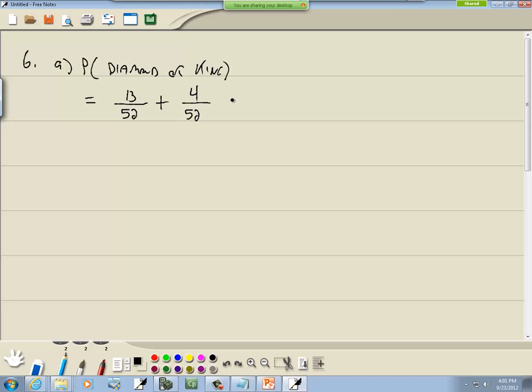There are 4 kings. Now, a problem to think about on each of these problems is that we counted the king of diamonds in the first fraction, and we also counted the king of diamonds in the second fraction. So we have to subtract off one of those. That's 16 over 52, which gives us 0.3077.